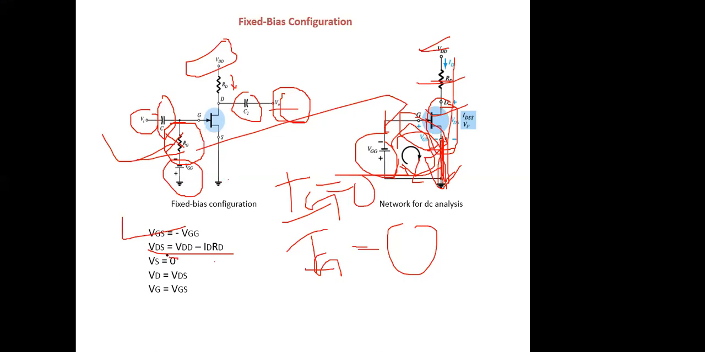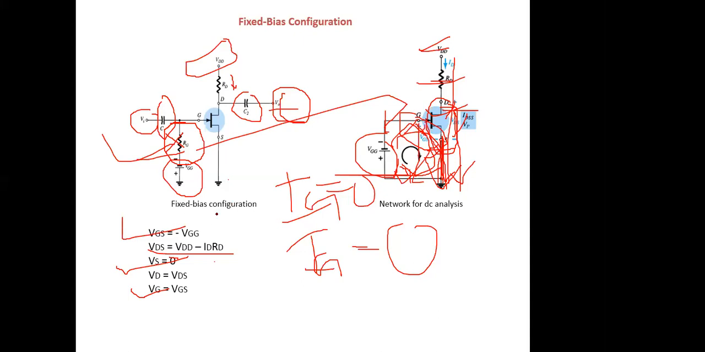So Vs is equal to 0 because the source is directly connected to ground. Vd is equal to Vds because this is the only voltage drop we will have in the Vd. Vd is nothing but the voltage between drain and ground, so you will have only Vds. Vg is equal to Vgs, so this is the voltage Vg. It is nothing but Vgs. This drop will come directly.